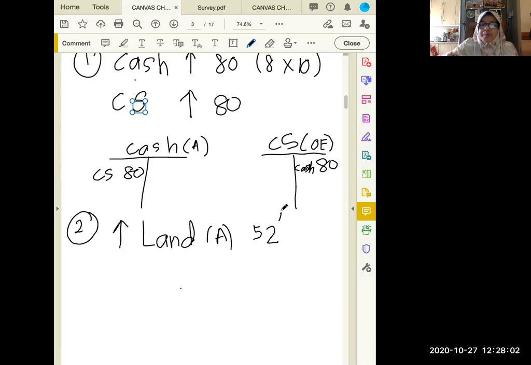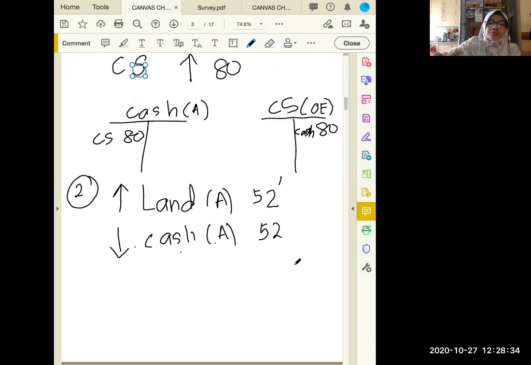How do you pay? You pay by cash. What is cash? Cash is also an asset. But when you pay out by cash, do you think that your cash reduces or your cash increases? When you pay out, it means that your cash reduces. So when you reduce, you're going to put it like this. Cash reduces. How much cash do you use? 52,000. It means that cash reduces by 52,000.